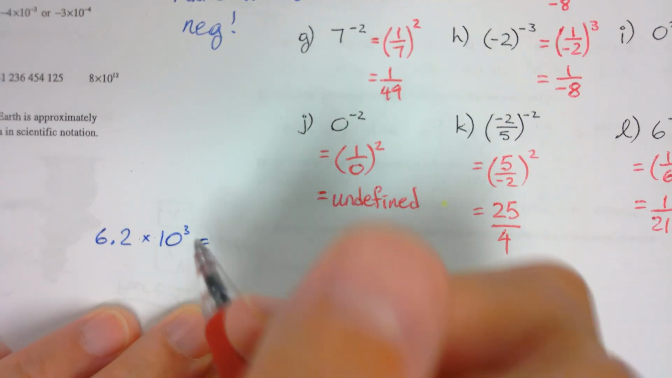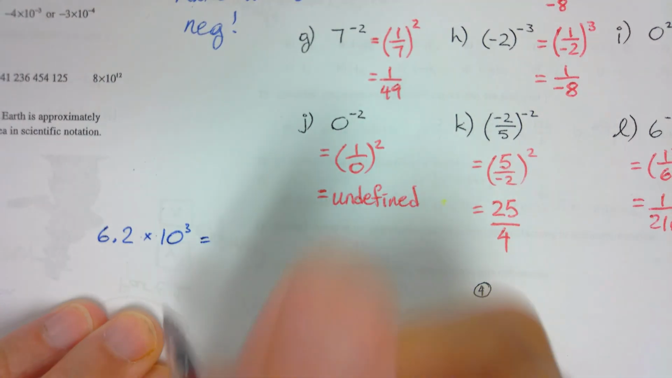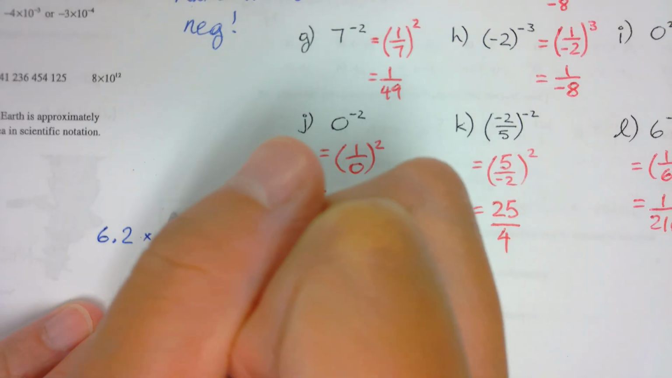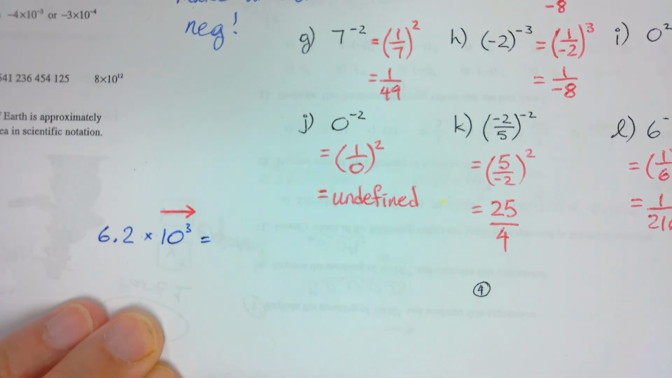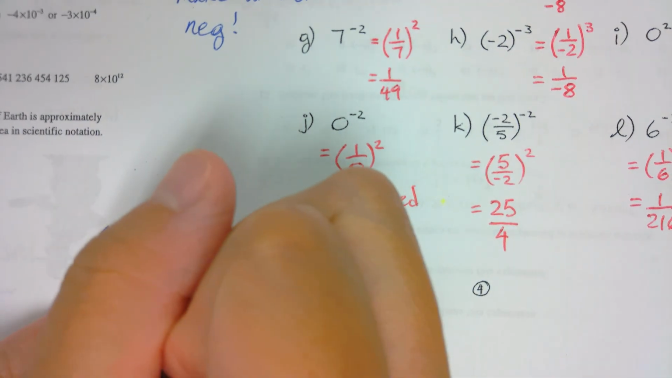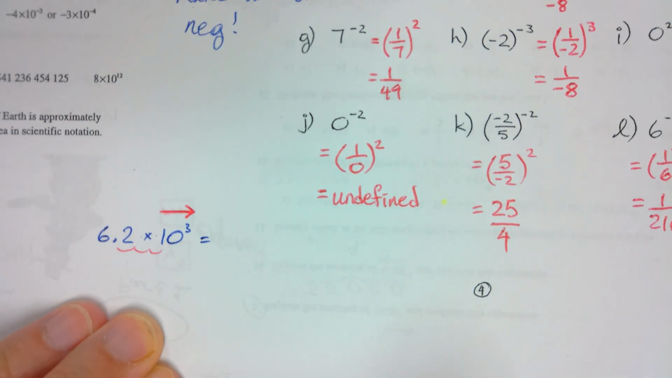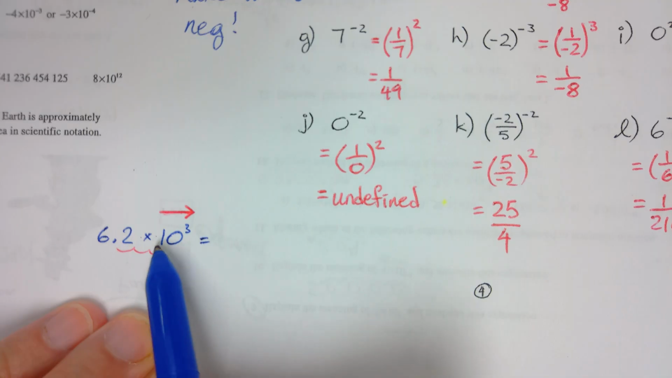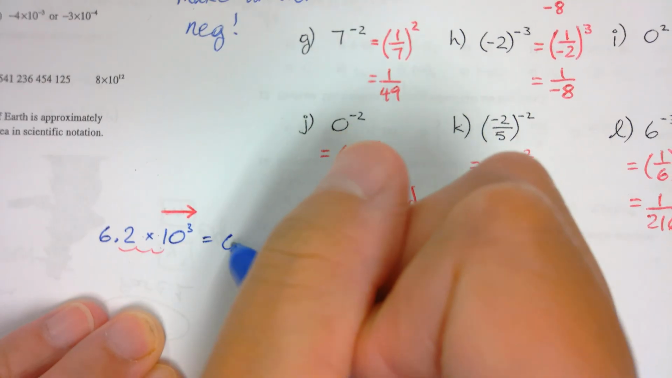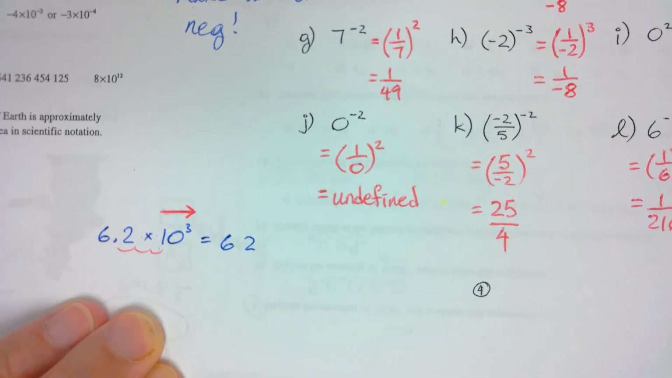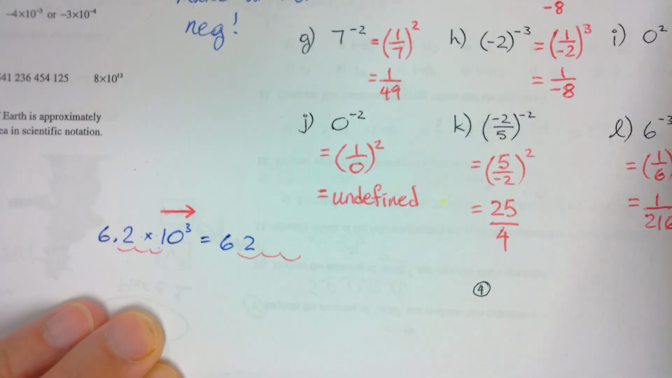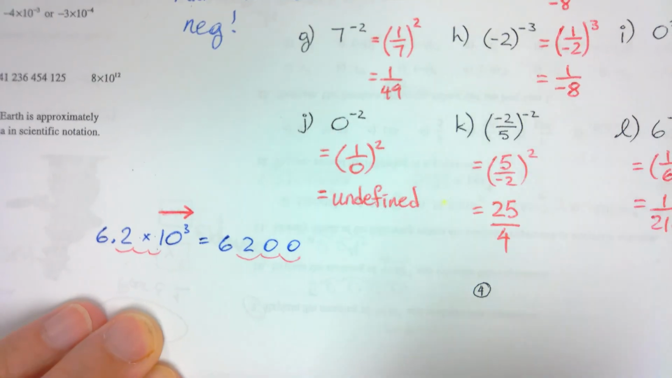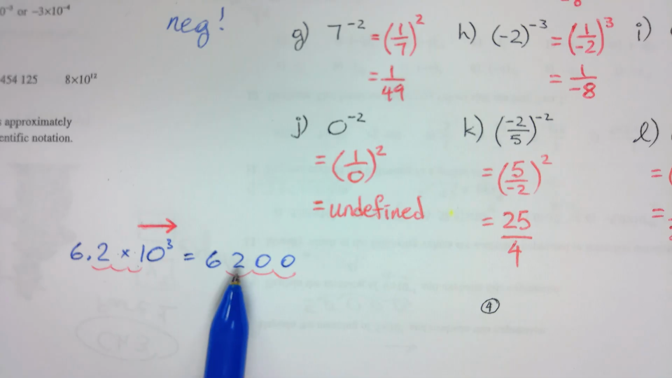When it's times 10 to the 3, basically the shortcut way is to move the decimal place. Since it's a positive exponent, you're moving it to the right because you're making the number bigger. So you're moving it 1, 2, 3 spaces. Right? So what am I going to fill in those spaces with? Yeah, zeros. So this is 6.2. So 1, 2, 3. Fill those spaces with a 0. So this 6.2 times 10 to the 3 means 6,200.